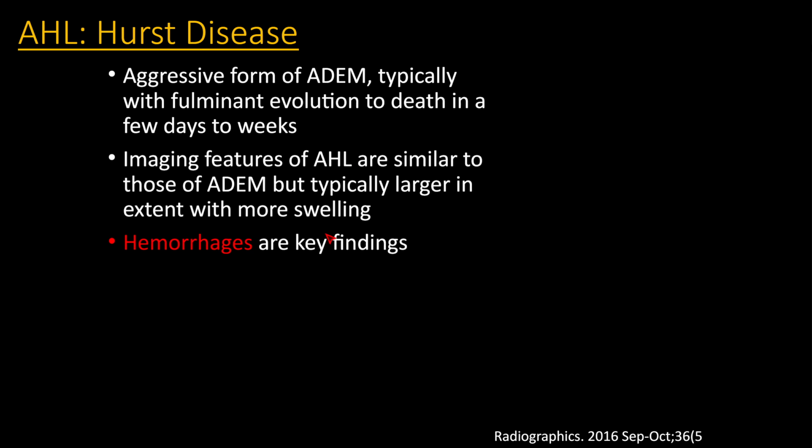I didn't really have a case of AHL, but if you see something that looks like ADEM and has a few hemorrhages, you can include AHL or Hurst disease in your differential diagnosis. But I'll have a case of a mimic that would look like ADEM with hemorrhage. So it's not really specific at all, and having some hemorrhage in the setting of something that looks like ADEM is what Hurst disease would look like.